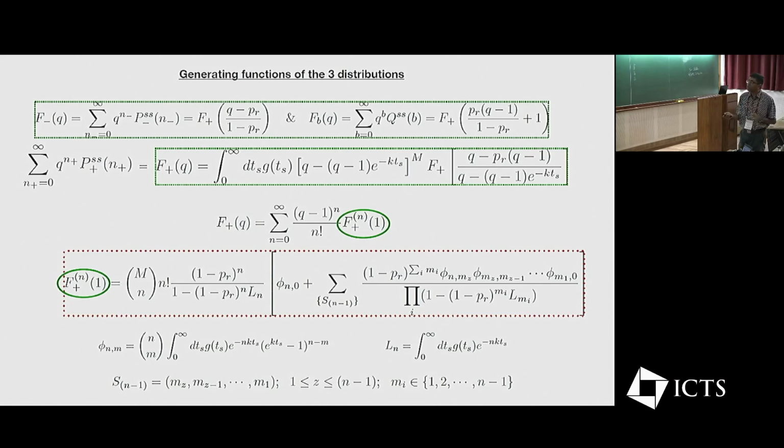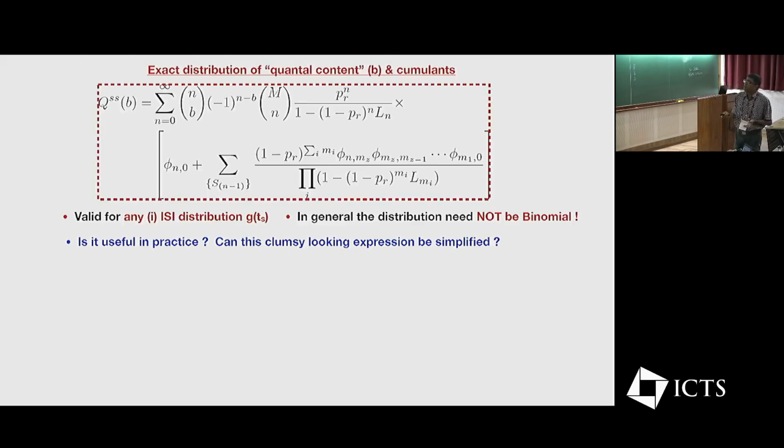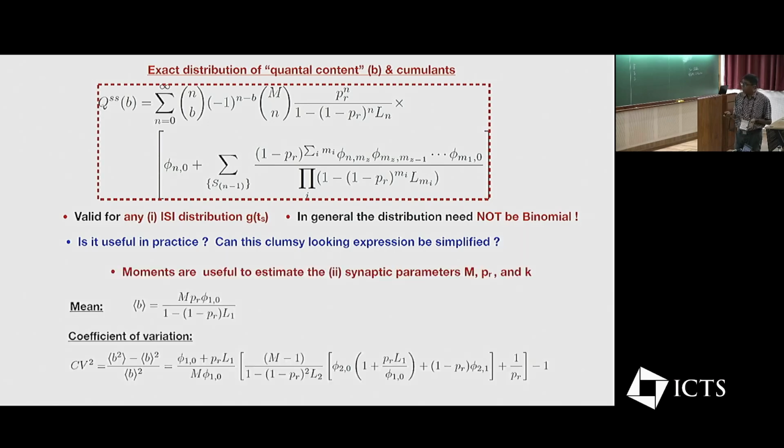Okay, so this is what we have. It's a clumsy formula, but once you know the f plus n, you can go back and get the f plus q. From the f plus q you can get the fb, then you can take the derivative with respect to q and set q equal to 0 and get qb. So that's the procedure. One can do that, and finally this is the qb, the formula for any interspike interval GTS. Generally it doesn't look to be so simple that it will reduce to a binomial. One has to check, but it's a clumsy looking formula. The usefulness is that once you know the full distribution, you can get all the moments.